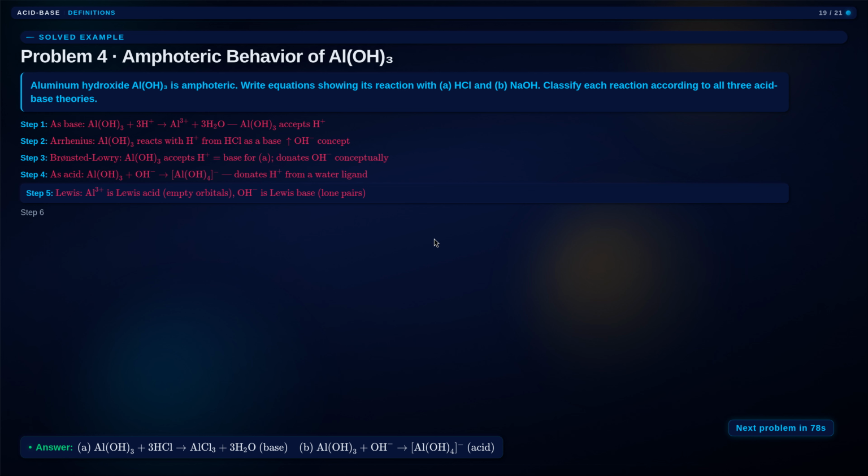Step 4. As an acid, Al(OH)3 plus OH minus gives Al(OH)4 minus. It donates H plus. Step 5. Lewis. Al3 plus is Lewis acid, O minus is Lewis base. Answer: Al(OH)3 plus 3 HCl gives AlCl3 plus 3 H2O. Al(OH)3 plus OH minus gives Al(OH)4 minus.